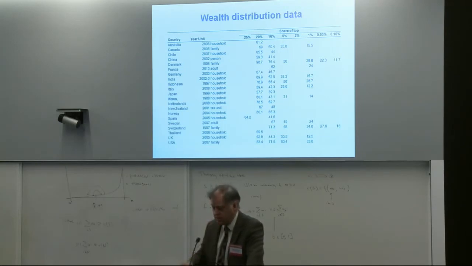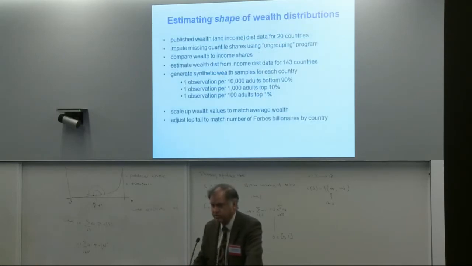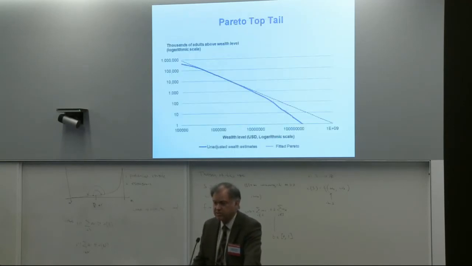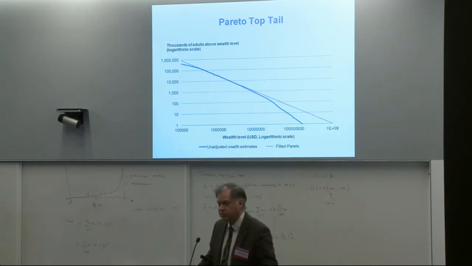We start with this, but we now do corrections for the upper tail. So we use this published data. We do imputations, use income data to help with imputations for the countries that are missing the data. And it says at the bottom of the slide, we adjusted the top tail according to the Forbes data. If you don't do an adjustment for the top tail, this is our global distribution.